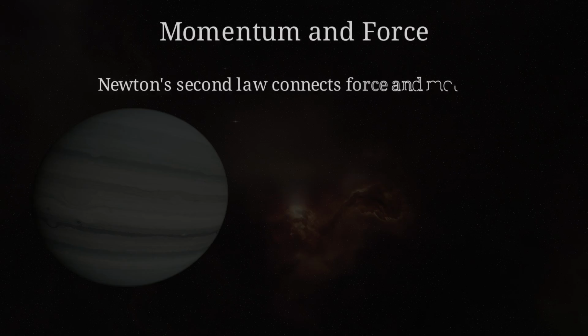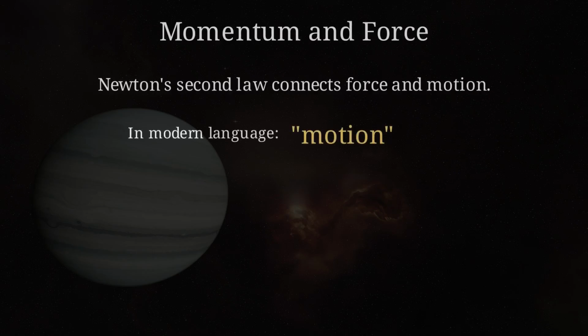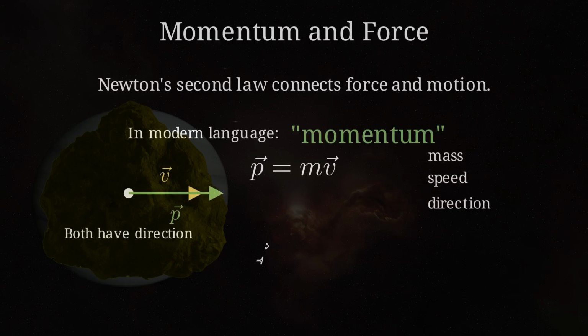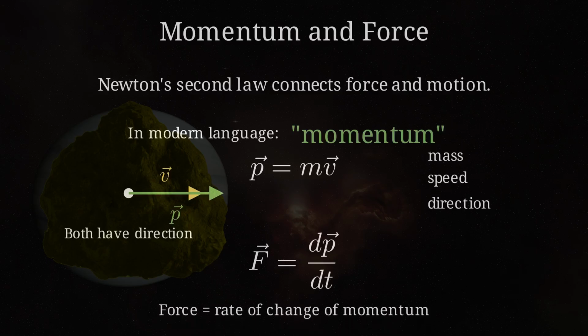Newton's second law connects force and motion. In Newton's original wording, motion means what we now call momentum. Momentum depends on the amount of matter in a body, the speed at which the body is moving, and the direction in which it is moving. In modern notation, momentum is a vector quantity, defined as mass multiplied by velocity. This means momentum depends on mass, speed, and direction. Because velocity has direction, momentum has direction too.